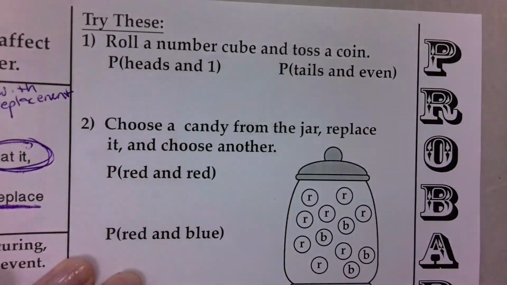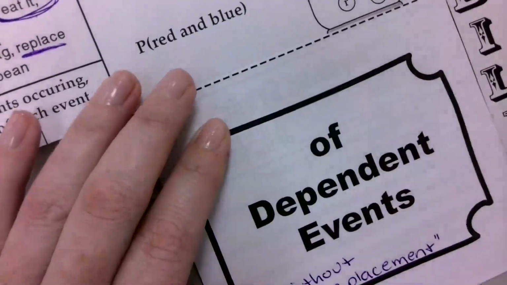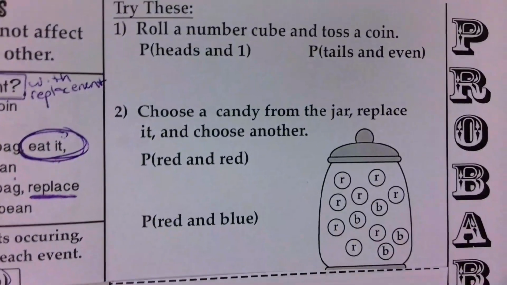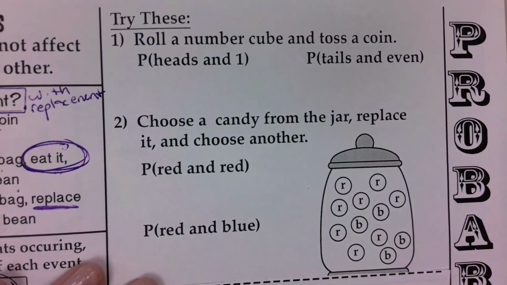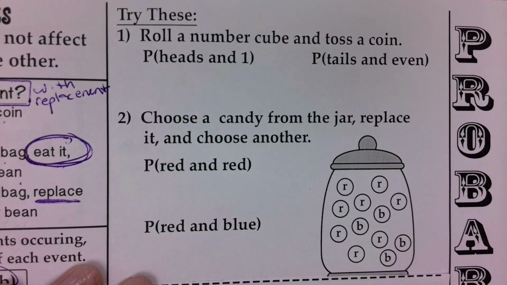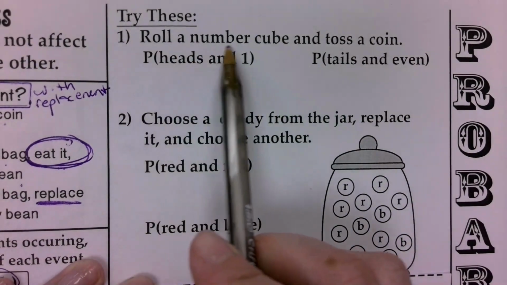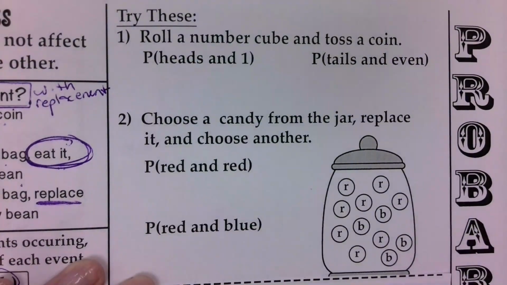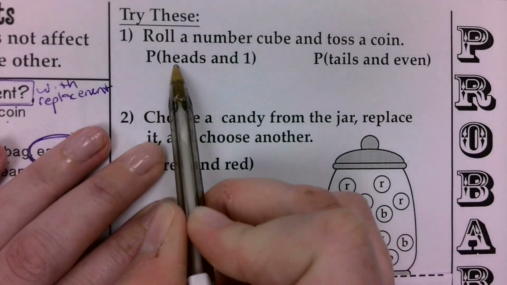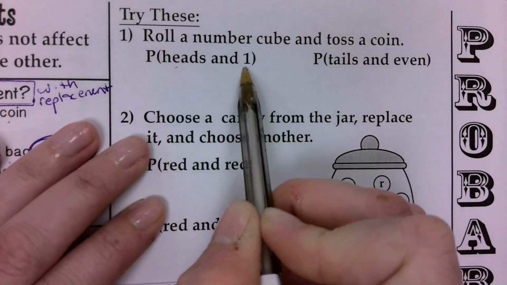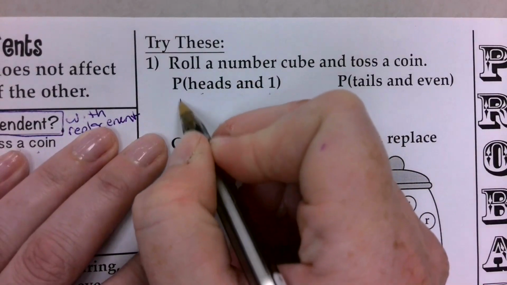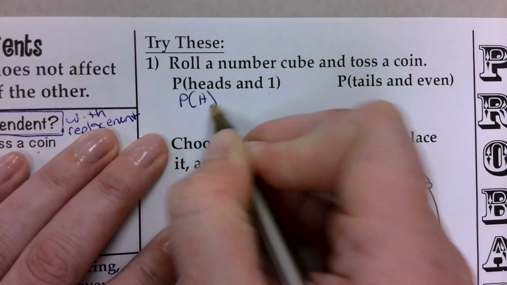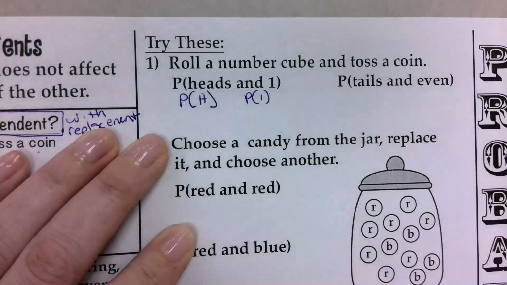Come over to the right with me. We're going to try a couple of examples. We're going to roll a number cube and toss a coin. So we want to know what's the probability that it lands on heads and a 1. So we want to look at them individually. We want to look at the probability of a heads and the probability of a 1.